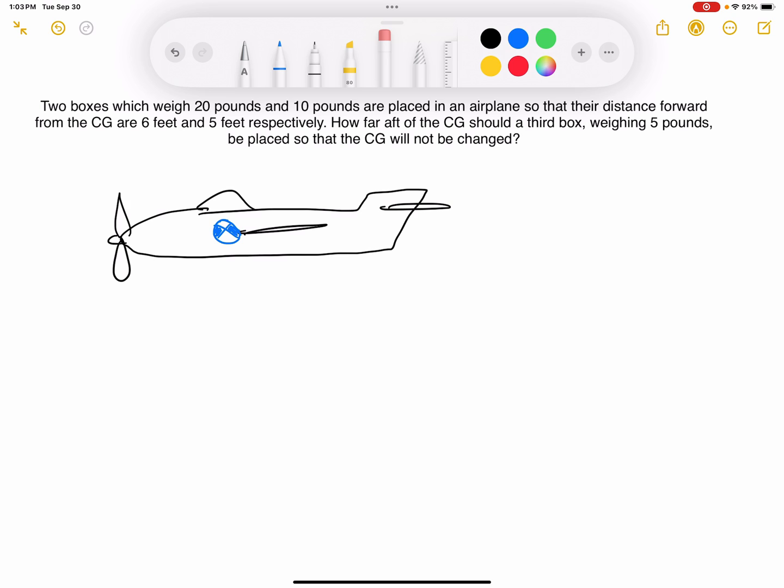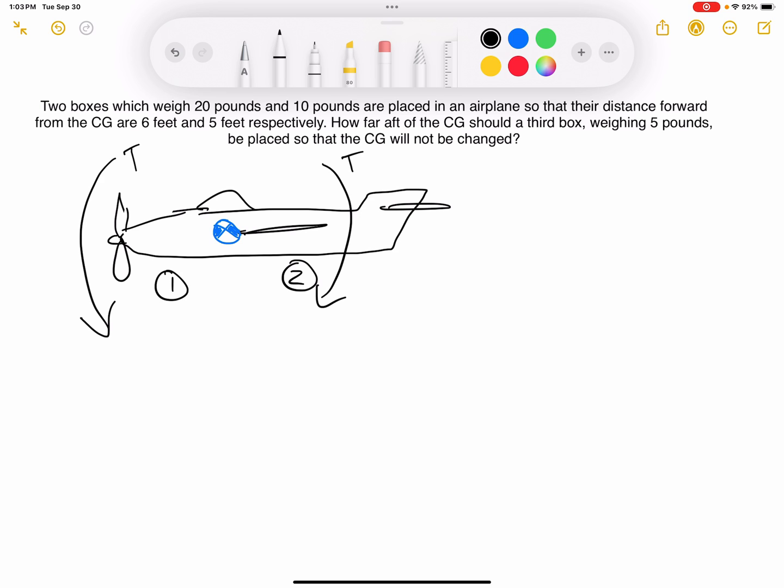What that means is that the amount of torques that are on one side of the aircraft equal the amount of torques that are on the opposite side of the center of gravity. So the torques on side 1 equal the torques on side 2. But when we're doing the evaluation for weight and balance, instead of using the word torque, we're going to use the word moment. So what is a torque? Torque is equal to force times a distance.